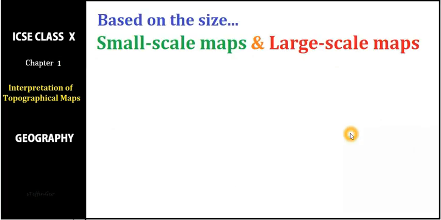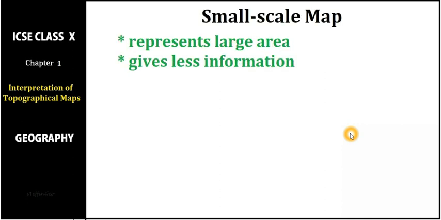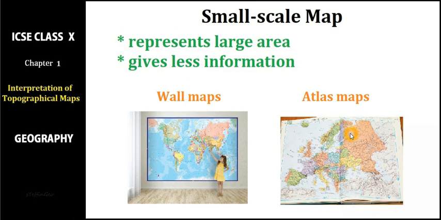Now we have the next type of classification, that is based on the size. Based on the size, maps can be classified into small scale map and large scale map. A small scale map is a map which represents a large area, like a world map, but usually it gives way less information. We have mainly 2 examples. One is the wall maps, and second one is the atlas map. You are all familiar with both. Wall maps are usually used to hang on the wall, like in schools or in offices, where it shows a large area, but the information that we are getting from wall maps is comparatively very less.